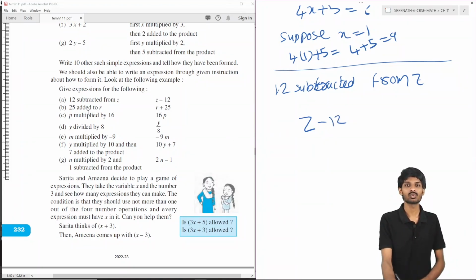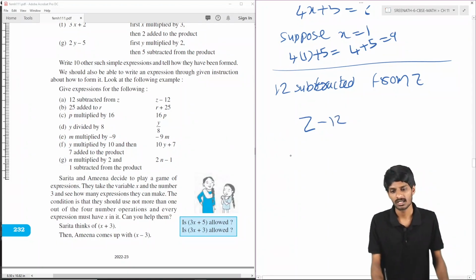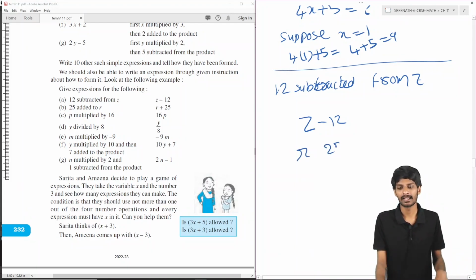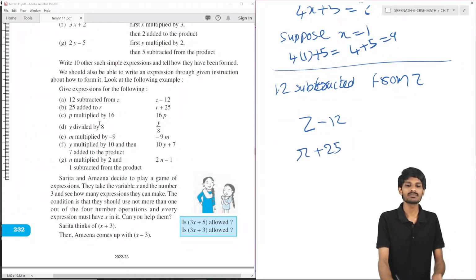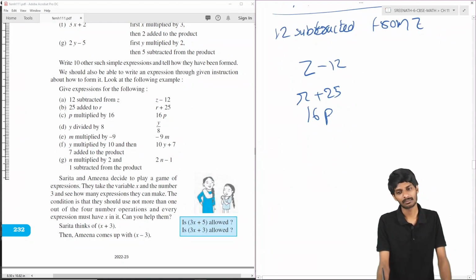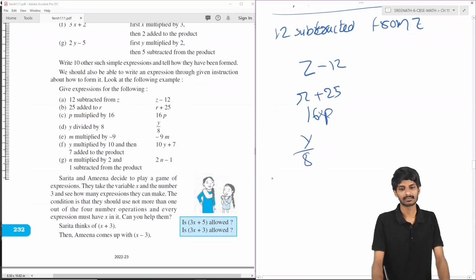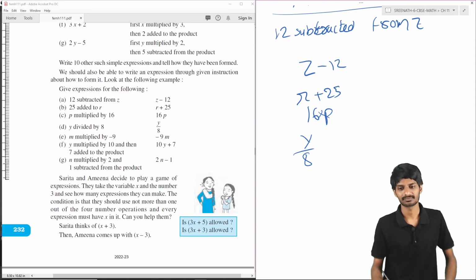And 25 added to r. So 25 is added to something. What? To r, 25 is added, plus. So p multiplied by 16. So for 16, p is multiplied. And y divided by 8. And for y, it is divided by 8. Like that you have to write, students.